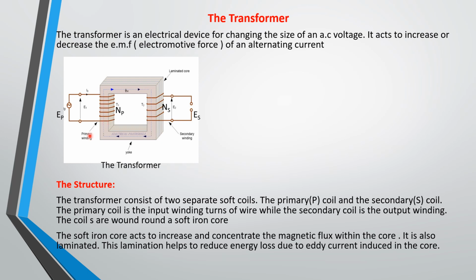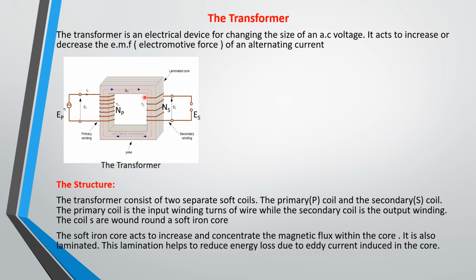This primary coil is where current or voltage enters the transformer, so it is the input winding. The secondary coil is the output winding. And as I said, these coils are wound around a soft iron core that is laminated.